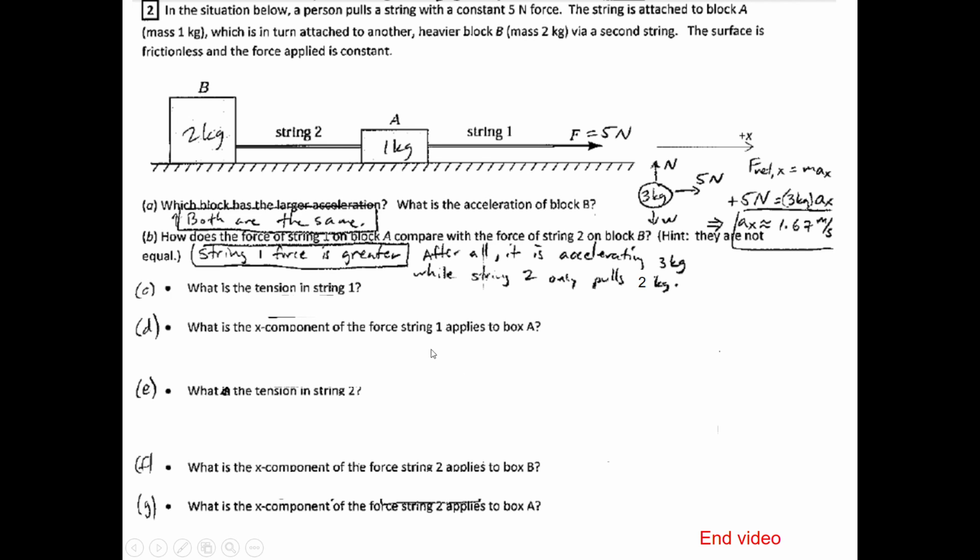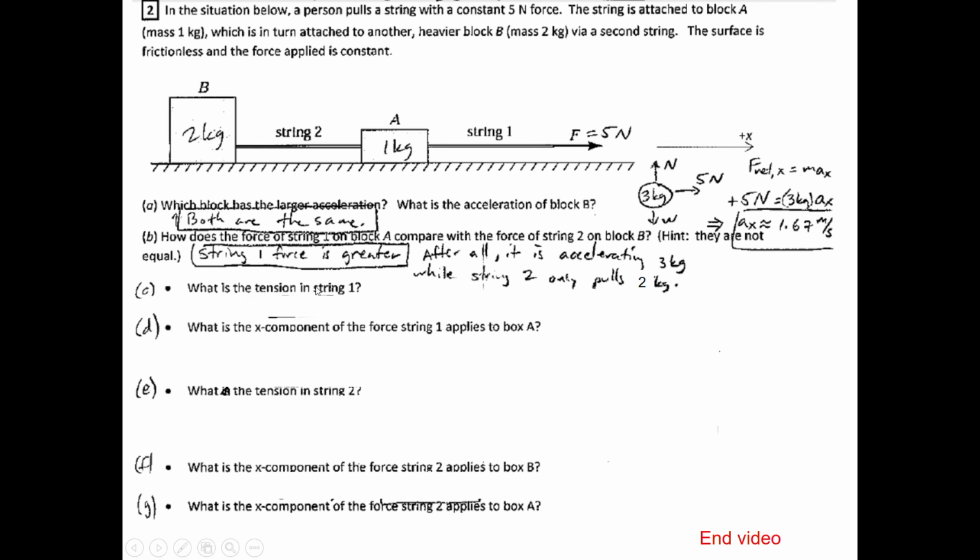Now, this is a reminder that I want you to actually figure out the answers to these other parts of the problem. How am I going to find what the tension is in string 1? Well, I already found the acceleration of this 3-kilogram object. I could do F net equals ma for the x components, just like I did over there. Essentially, I know the a and I know the m, so that's going to tell me what F x has to be. But I already knew that F x was 5 newtons.